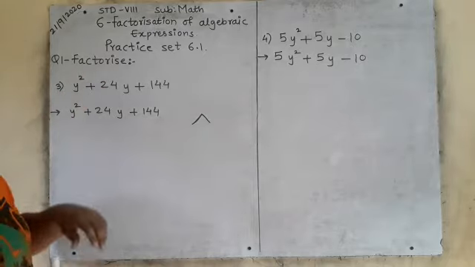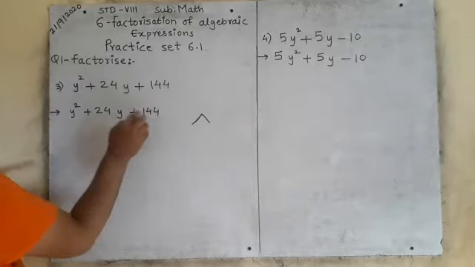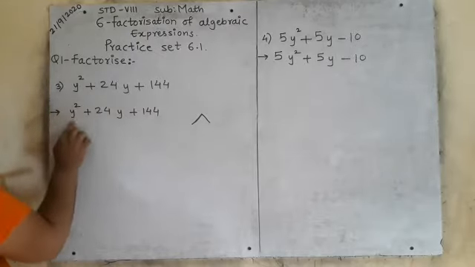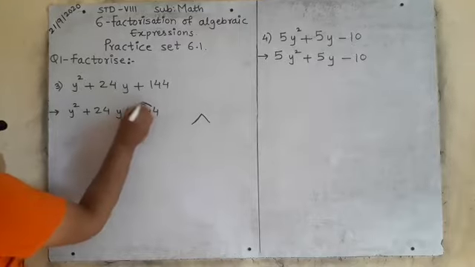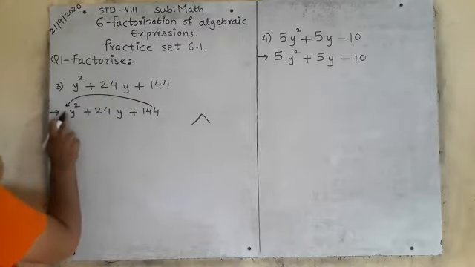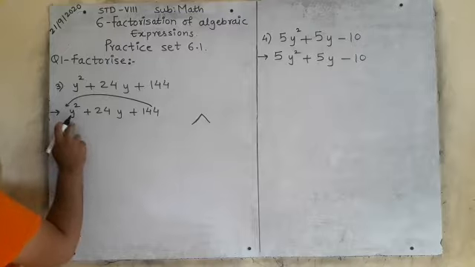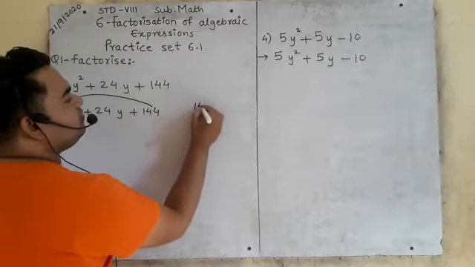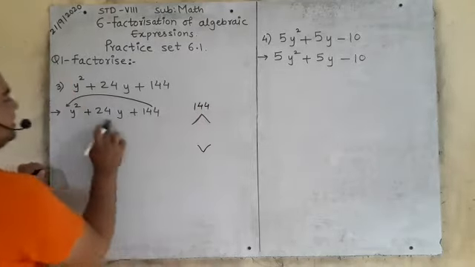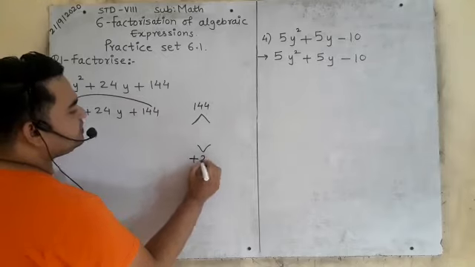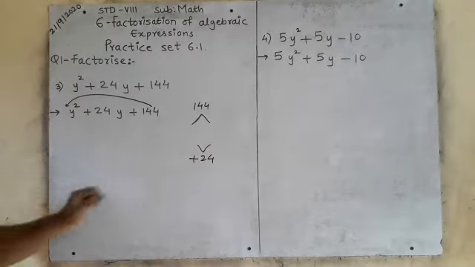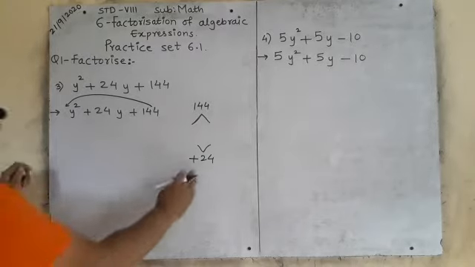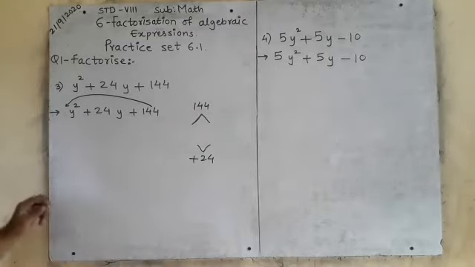First step to factorize: first you will find the product of the constant term and the coefficient of the square term. So 144 will multiply here. The coefficient of the square term here is 1, so it is 144. Okay, what is the middle term here? Plus 24. Now you have to write factors of 144 whose sum should be 24. It is very simple.